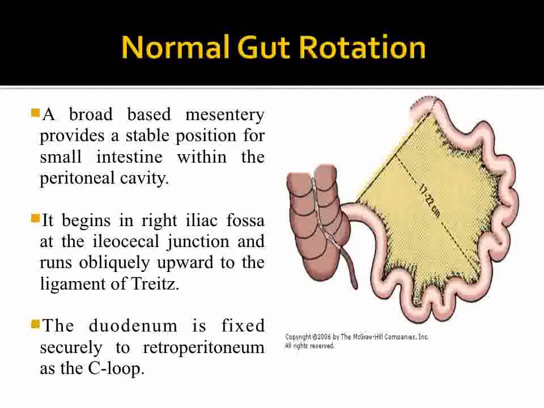Normal gut rotation results in a broad-based mesentery. The broad-based mesentery means that the root of the mesentery extends from the duodenojejunal junction, to the left of the vertebral column, to the cecum in the right iliac fossa. The duodenum is fixed securely to the retroperitoneum as a C loop. This is the result of normal gut rotation.